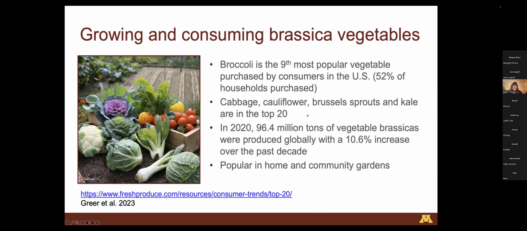And then we have cabbage, cauliflower, Brussels sprouts, and kale also in the top 20, but relatively not popular vegetables at all. But globally, production has been increasing. We've seen a 10.6% increase over the past decade. And we know that brassica crops remain popular in home and community gardens. A lot of people, especially, are growing those leafy greens, collards, kale. I've seen a lot of them in community gardens. So it's a big disappointment that this pest is, I think, threatening production of brassicas when we really should be eating and growing more of them.